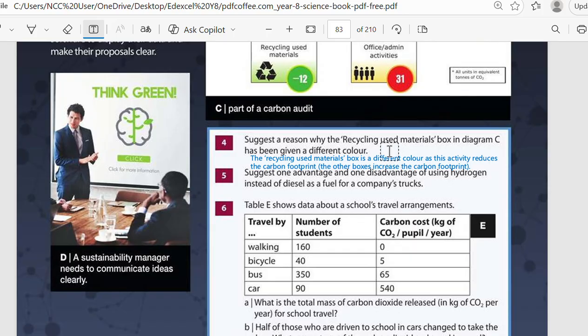Suggest one advantage and one disadvantage of using hydrogen instead of diesel as a fuel for a company's truck. Hydrogen does not produce gases. That is an advantage. It doesn't emit any greenhouse gases. Okay, what else? The disadvantage is too expensive. It's expensive and it's difficult to store. You have to store it properly, right? Hydrogen power stations produce gases. They're asking about using hydrogen as a fuel for their company's trucks.